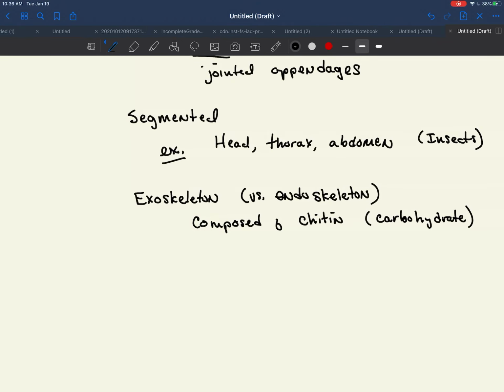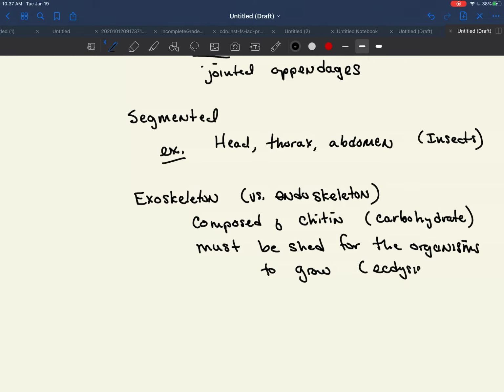It is interesting because it must be shed in order for the organism to grow. And the shedding of the exoskeleton is called ecdysis or molting. So this leaves them actually very vulnerable, right? During that period of time when they're shedding their exoskeleton, they actually are very soft-bodied.